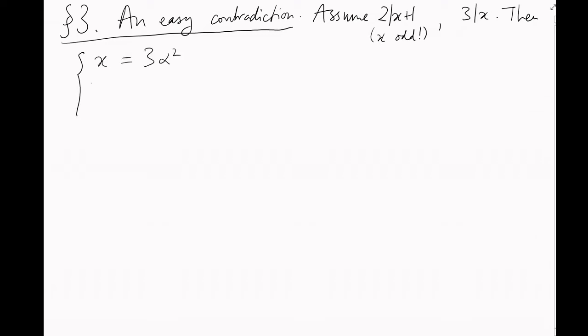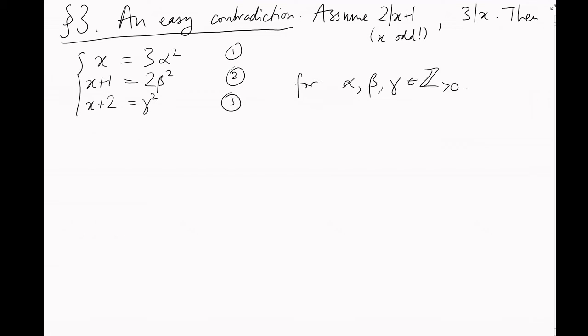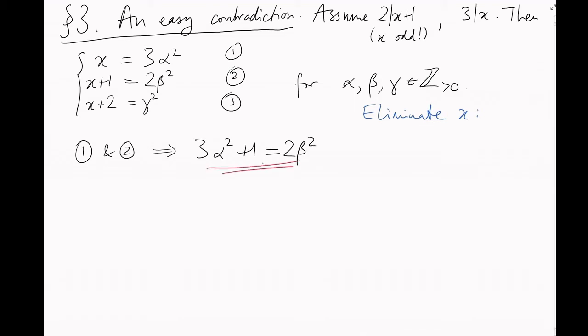We get x is 3 alpha squared, x plus 1 is 2 beta squared, and x plus 2 is gamma squared. These are 3 simultaneous equations. Just like last video, let's eliminate x. Substituting the first equation into the second, we get 3 alpha squared plus 1 equals 2 beta squared.